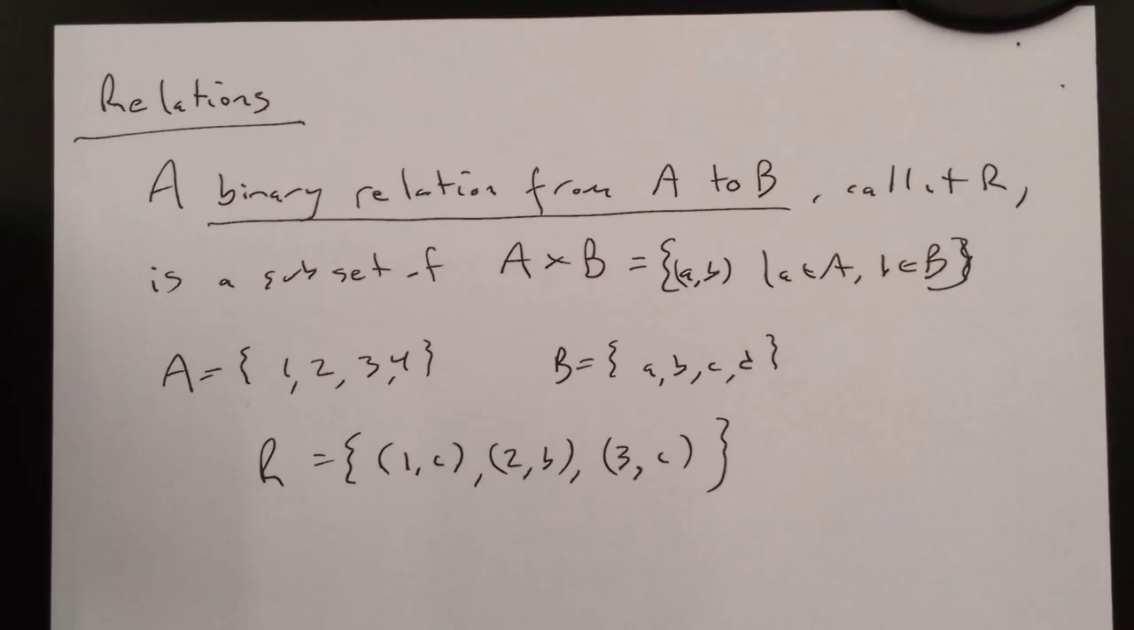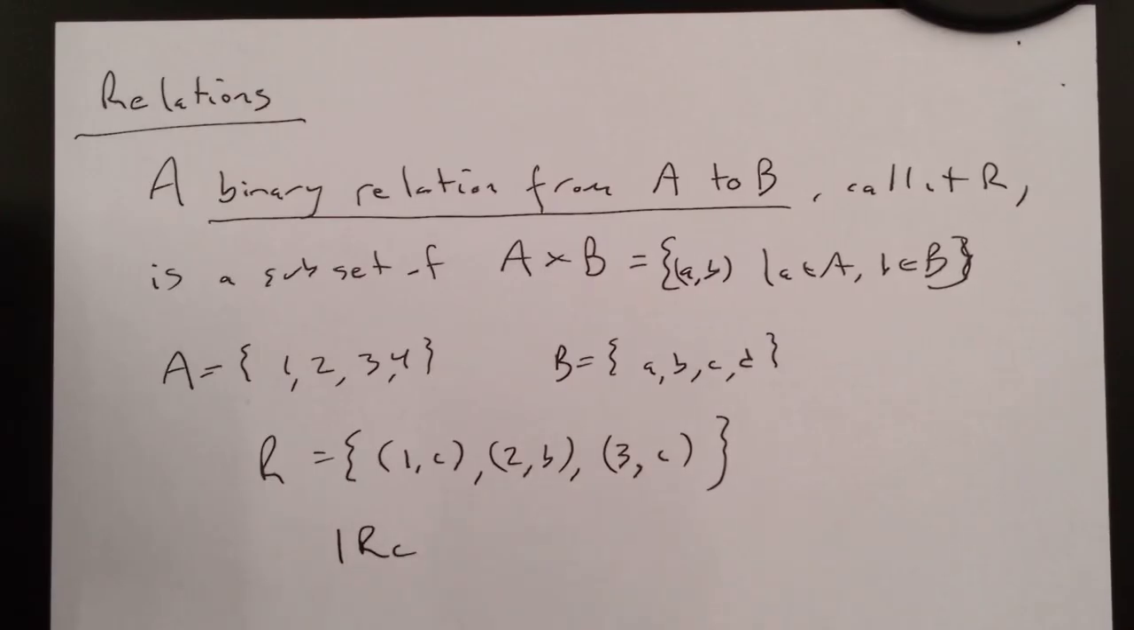If I want to think of this as a binary relation, I really want to think of it like an operator. I think of a binary relation as doing something to these two elements. So I would write that 1 is related to c, and that 2 is related to b, and that 3 is related to c, using this R like an operation. These things belong together. This is referred to as mid-fix notation because the operation's in the middle of the two elements.